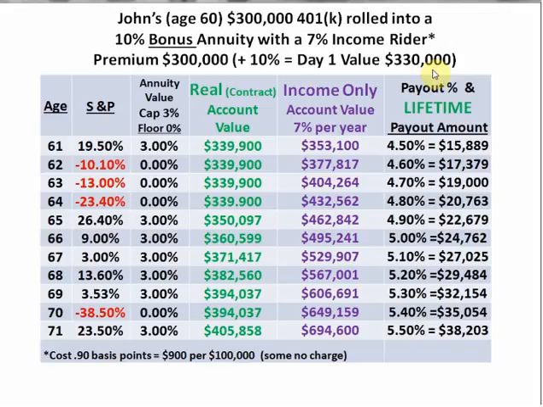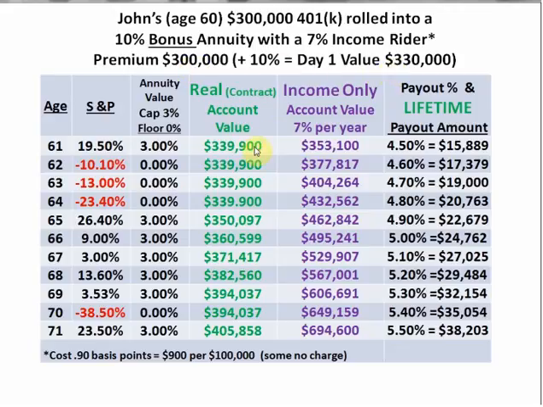Now, these first two columns show what the market did and what the annuity did. The market went up 19.5%, assuming the same 1999 start. So we only got 3%. That's his cap. Here we're using a cap of 3%, whereas before we used a cap of 5% because this is a bonus annuity, giving him that 10% bonus. The bonus annuities usually have lower caps. So here he got 3%, so at the end of the first year, they credited him, he has $339,900.